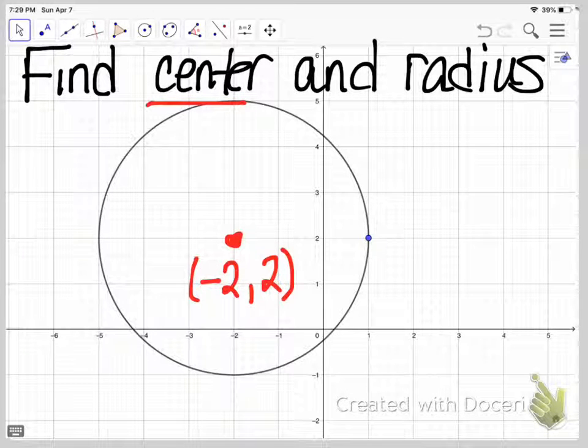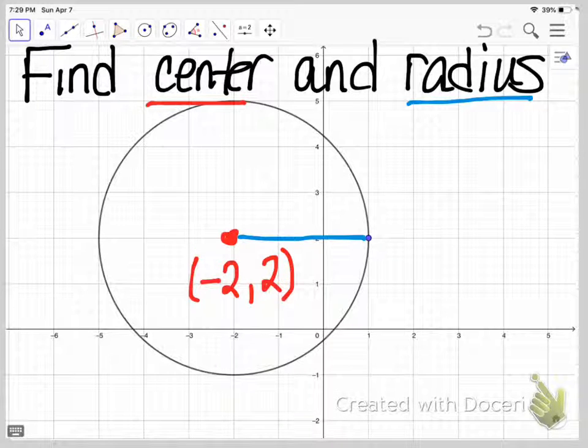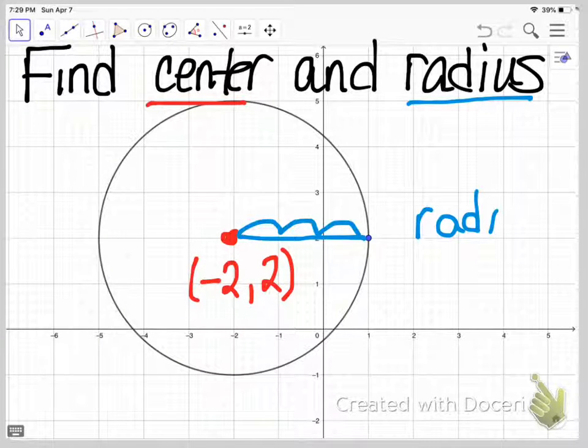Next, it wants us to find the radius. Well, the radius is how far a segment goes from the center of a circle to any point on the circle. So if we measure, we're going to measure in units. 1, 2, 3. So my radius is going to be 3 units long.